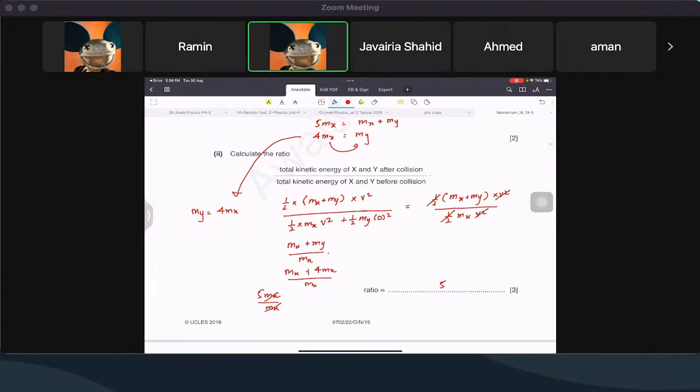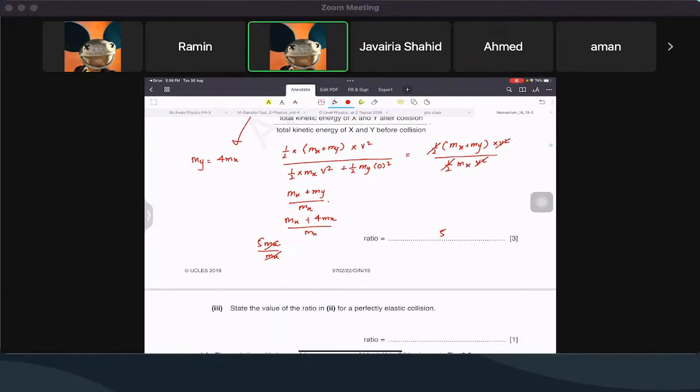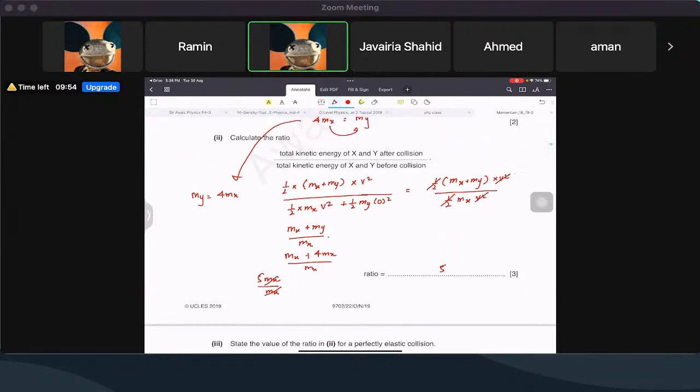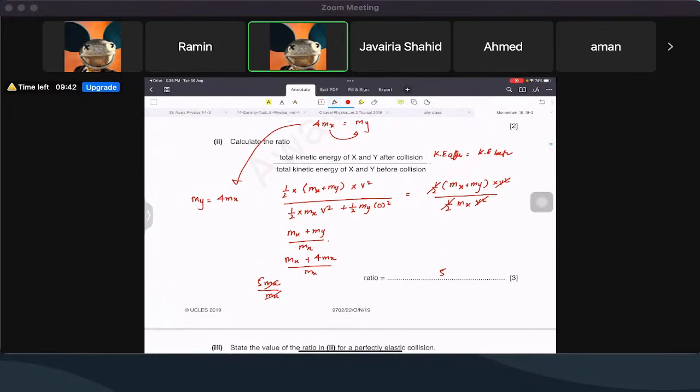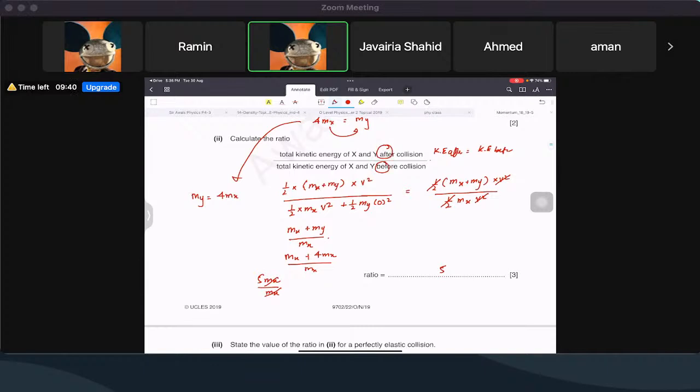Okay, good. Now state the value of the ratio for a perfectly elastic collision. For a perfectly elastic collision, the kinetic energy after should be equal to kinetic energy before, so the ratio should be just 1. Do you guys understand? Because if you divide the same kinetic energy after over the same kinetic energy before, it should give you 1. That's why this is just 1 mark.